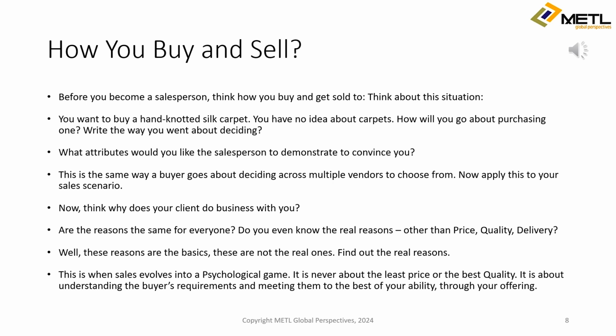How do you buy and sell? Before you become a salesperson, think how you buy and get sold to. Think about the situation. You want to buy a hand knotted silk carpet. You have no idea about carpets. How will you go about purchasing one? Write down the way you went about deciding. What attributes would you like the salesperson to demonstrate to convince you? This is the same way a buyer goes about deciding across multiple vendors to choose from. Now apply this to your sales scenario.